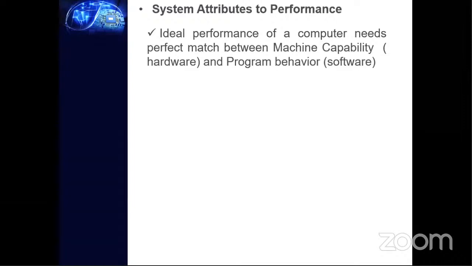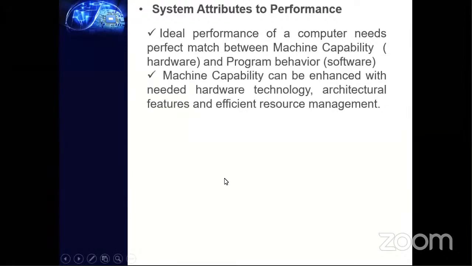So it's the ideal performance. It's the comparative process of how the software is cooperating with the hardware components and how the hardware components are responding to the software's needs. You have to check whether they are working correctly, whether they are matching correctly, whether they are doing the work perfectly. So the ideal performance of a computer needs a perfect match between the machine capability and the programming behavior, that means the software.